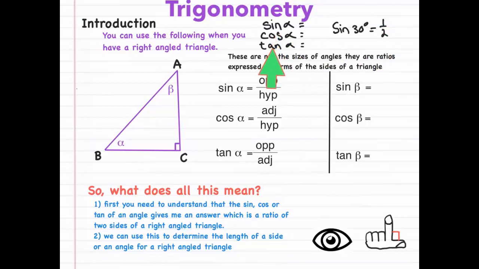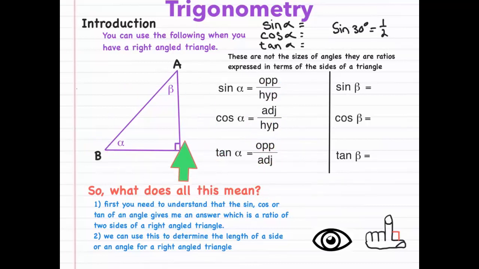Now, each one of these have two different sides that we actually divide with one another. For the sine of an angle, in this case the sine of alpha, we always take the opposite side of a triangle divided by the hypotenuse. For the cosine, it's the adjacent side divided by the hypotenuse. For the tangent of an angle, we take the opposite side divided by the adjacent side. Now, this is for you to memorize, and I will show you how we can spot which one is which.